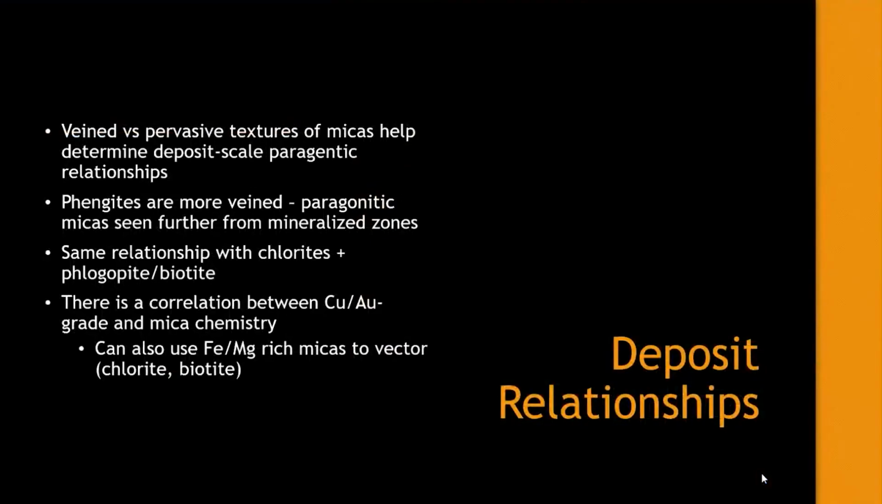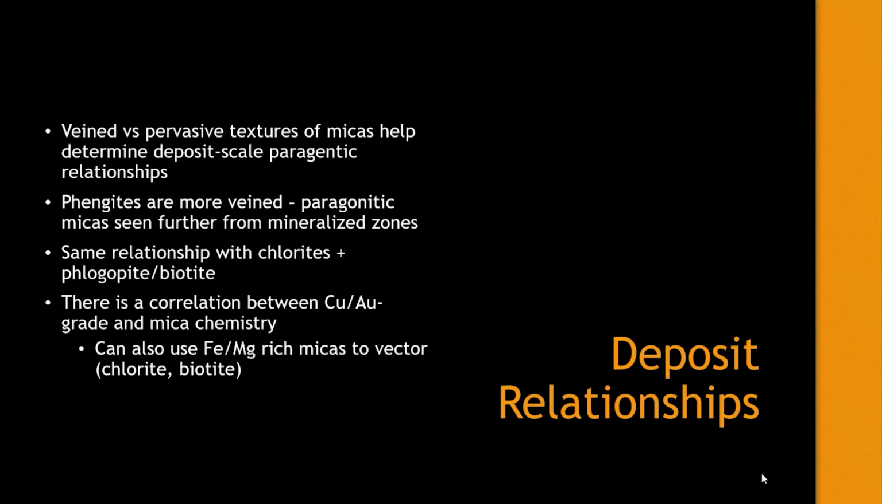The textures, particularly veined versus pervasive micas, may also help determine deposit scale paragenetic relationships. So these white micas, in particular the phengites, are going to be more veined, while the paragenetic micas are going to be seen further from the mineralized zones and more pervasive in character.